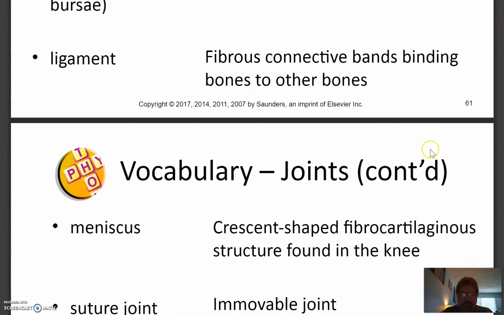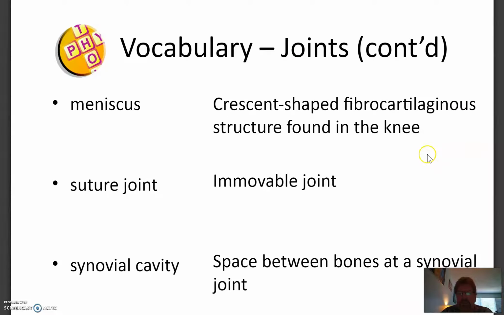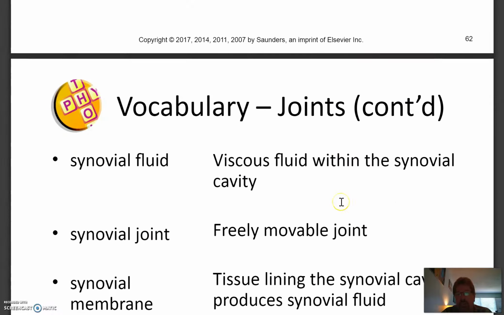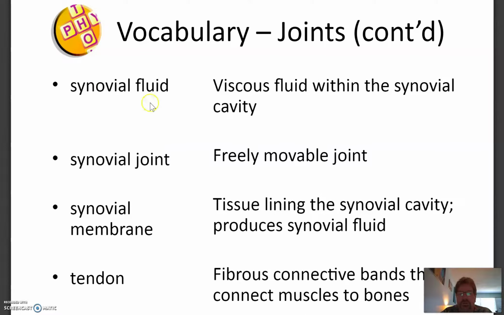Ligament, bone to bone. Meniscus, there are crescent-shaped fibrocartilage structures, two of them in the knee. That's what those are. Suture joints, immovable in the skull. Synovial cavity is space between bones within a synovial joint. There's a membrane that holds all that together. There's also fluid in there called synovial fluid. It's how the tissues of the joint are nourished because they don't have blood vessels going down into them.